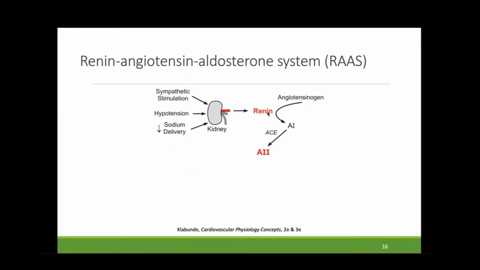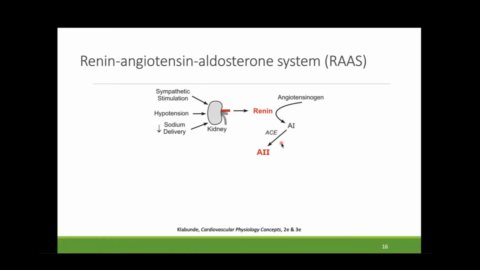Renin then is a proteolytic enzyme that acts on a substrate produced by the liver called angiotensinogen. And renin then will cleave off peptides to form the decapeptide angiotensin I. And then angiotensin I is acted upon by angiotensin converting enzyme, or ACE. Knocks off two more peptides to form angiotensin II.